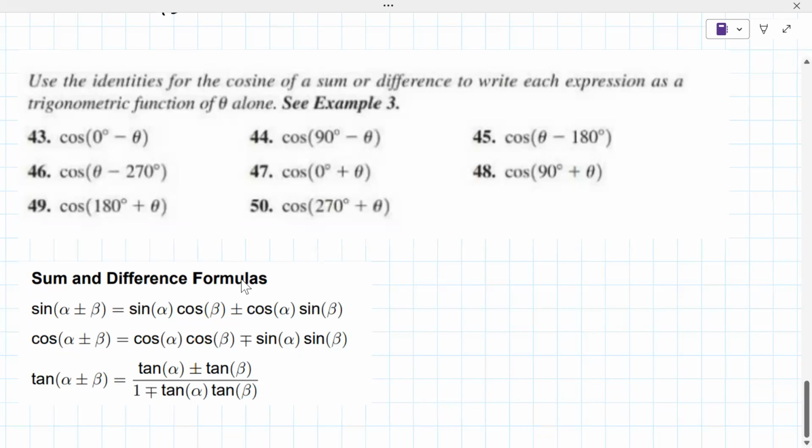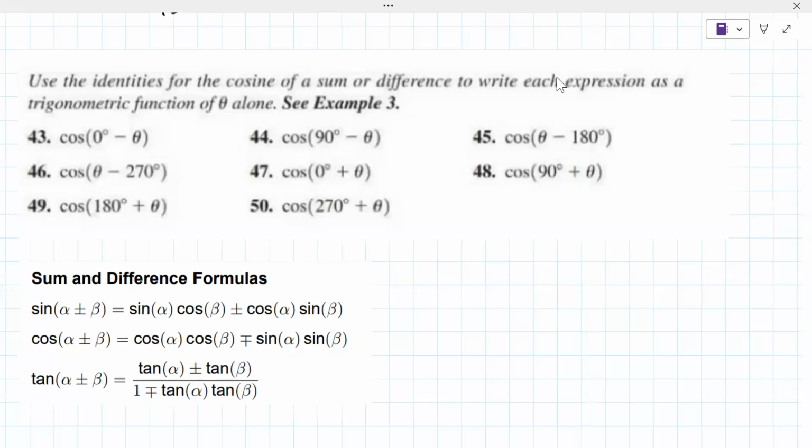Sometimes there's some confusion about how to use these formulas. Same with the tangent. The plus goes with the plus, but then it goes with the minus on the bottom. So we'll do a sine and a cosine, except these are all cosine. I don't know why these are all cosines, but they are, very odd.